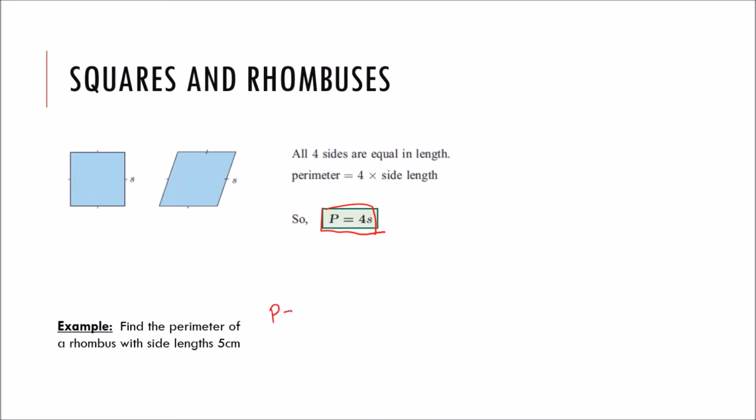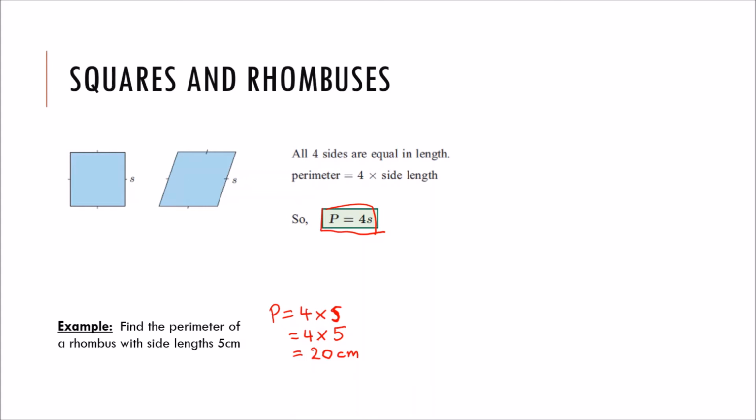So let's use that formula. P is equal to 4 times S. Now what does our S stand for? In this example, find the perimeter of a rhombus with side length 5. So I know that my side length is the value 5. So 4 times 5 is equal to 20. So that means my perimeter is going to be 20 centimeters.